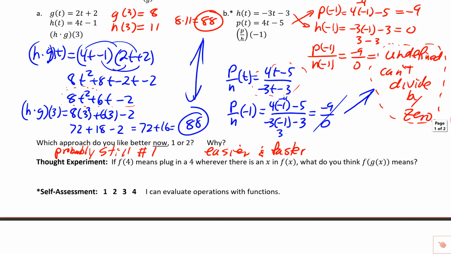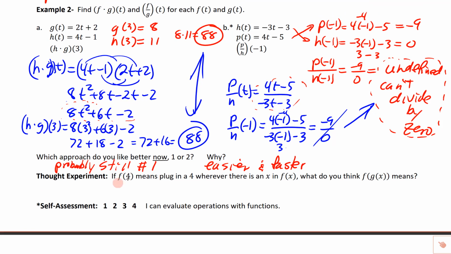I do want to slide down here and take a look at this thought experiment. It says if f of 4 means plug in a 4 wherever there's an x in f of x, what do you think it means when we have an f, and then in a set of parentheses where the x normally goes, we have g of x? Stop and think about what that might mean. We're used to plugging things in, whether it's a t or a 3 or a -1 or a 4. But look what we're plugging in on this one. What it means is we would actually plug a function into a function. Pretty mind-blowing, but that's an example of where you might have to go through and do a bunch of arithmetic and algebra in order to get the answer. So go ahead and do the self-assessment and then get going on the assignment.